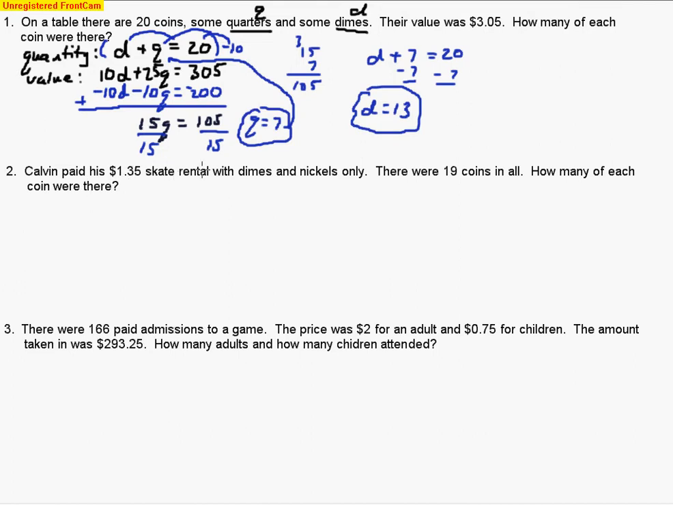Well, another problem to practice. This time we have a guy who rented some skates. Calvin rented some skates, and he used only dimes and nickels. 19 coins in all. How many of each were there? Same thing. We've got a quantity value problem.